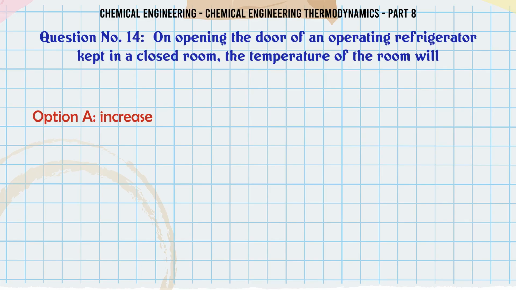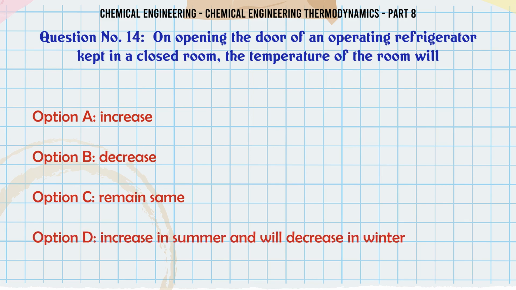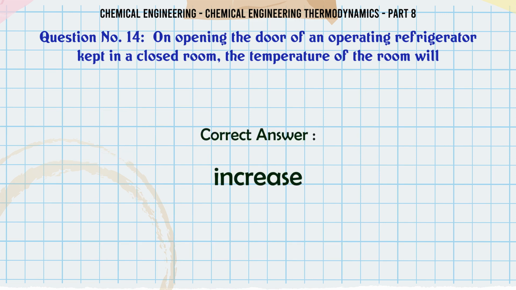On opening the door of an operating refrigerator kept in a closed room, the temperature of the room will: A. Increase. B. Decrease. C. Remain same. D. Increase in summer and decrease in winter. The correct answer is increase.